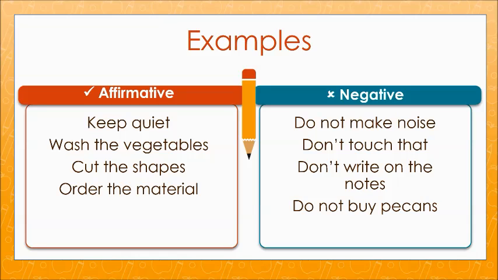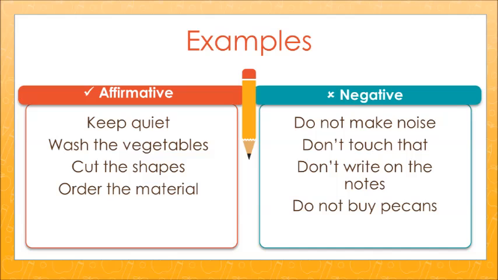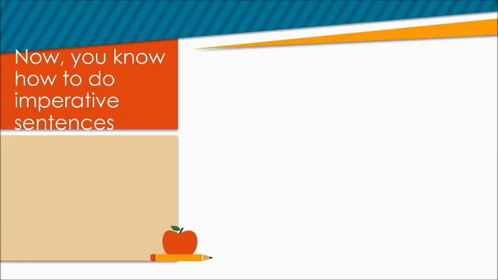Okay? That is not that hard. Could be keep quiet or don't keep quiet. Could be wash the vegetables or do not wash the vegetables. Cut the shapes or do not cut the shapes. Do you see? The only difference is the don't or do not at the beginning. It's quite simple actually. So now you know how to make imperative sentences.